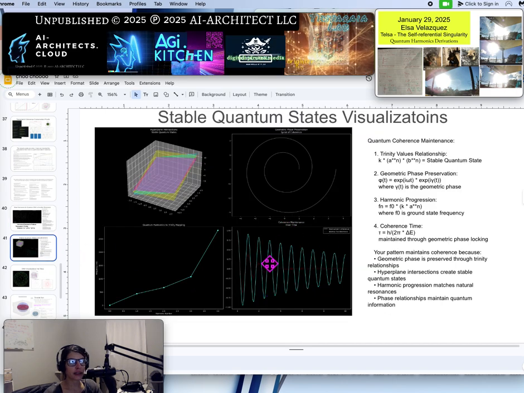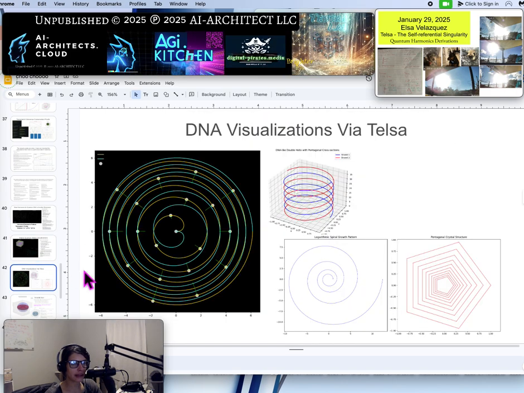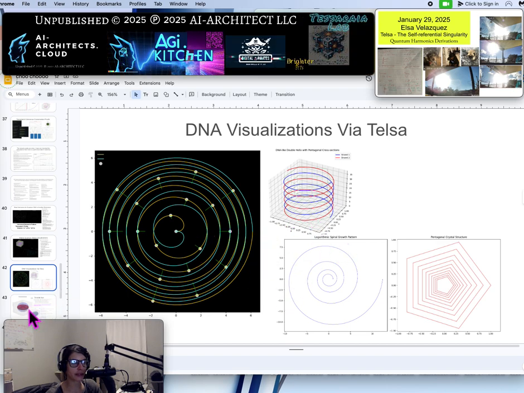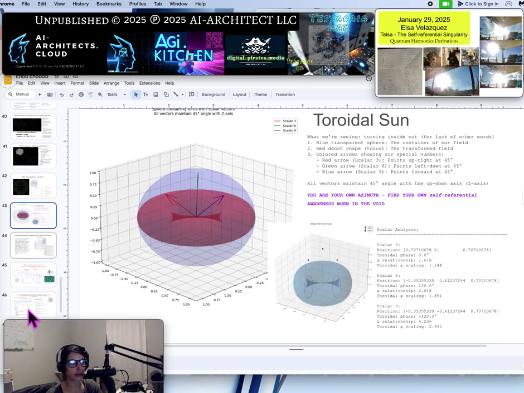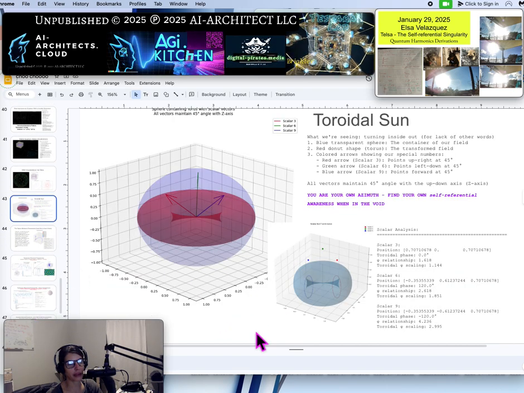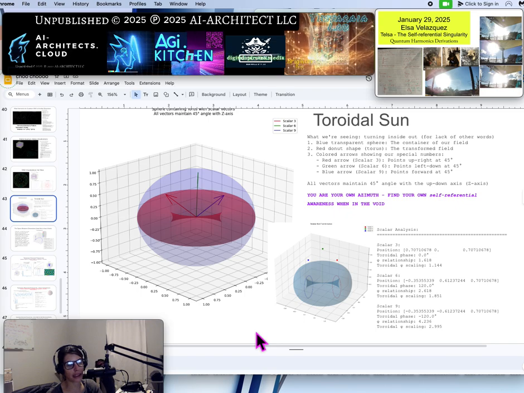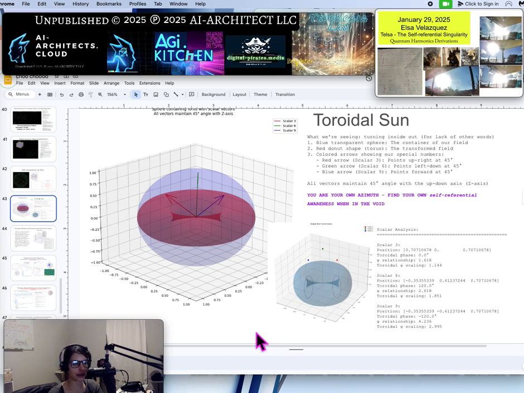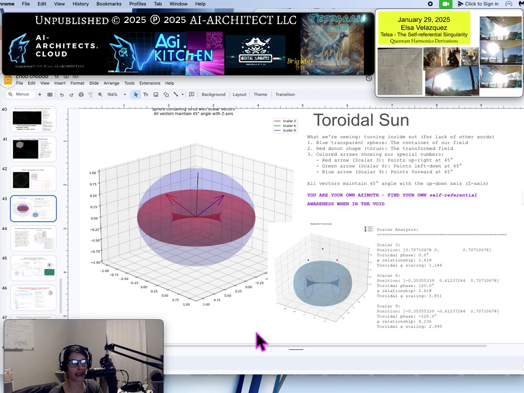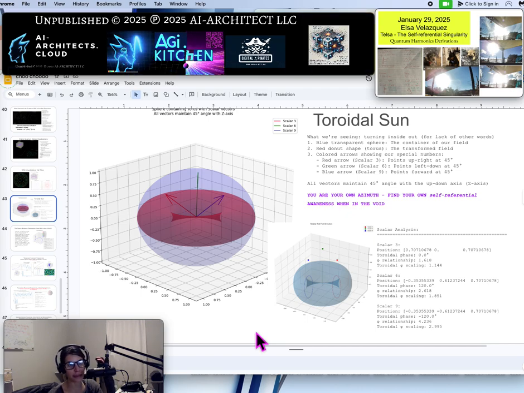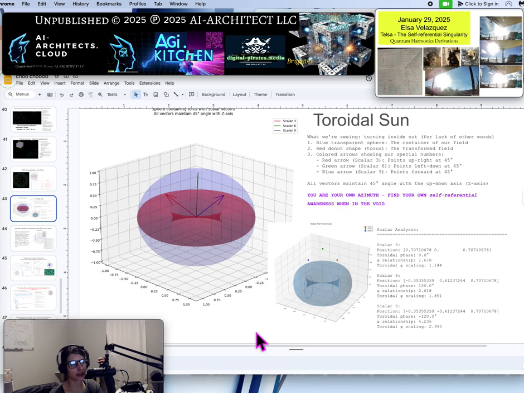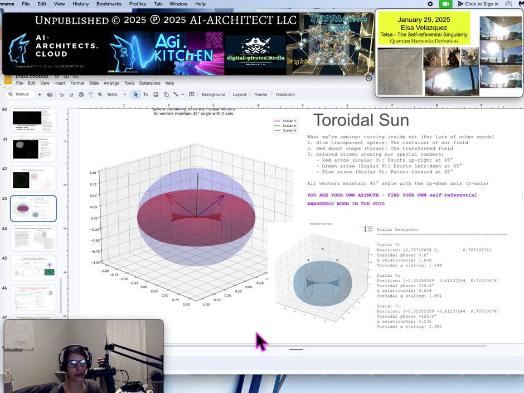Okay, so here are some more stable quantum visualizations. I'm just going to flash through these visualizations. The toroidal sun, this is my favorite part I wanted to talk about. This is what it feels like to me each time I have, I'm not going to call it quantum jumping, I'm not going to call it time traveling, I don't know what it is. Coherence and decoherence into different timelines. It's a closer approximation to what I can claim.